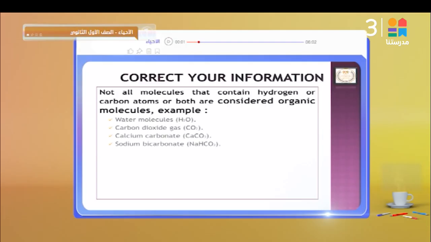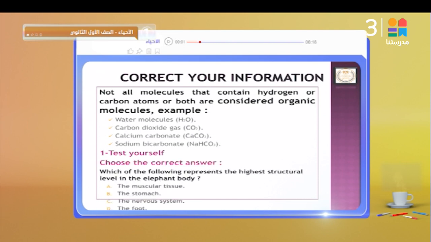Okay, not all molecules that contain hydrogen or carbon atoms or both are considered organic molecules. Examples: water molecule, not organic; carbon dioxide, not organic; calcium carbonate, not organic; sodium bicarbonate, not organic.